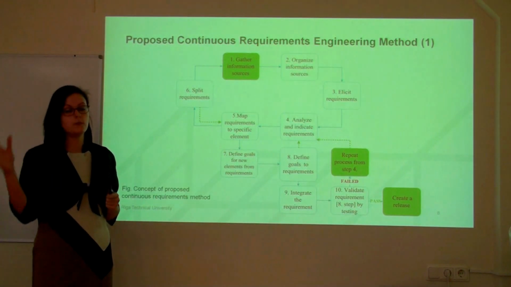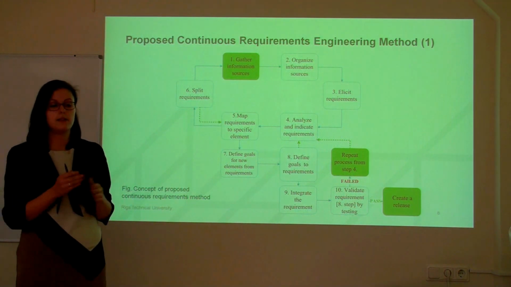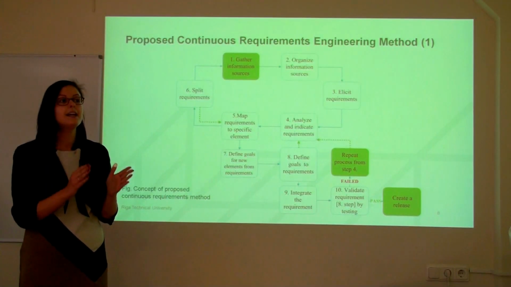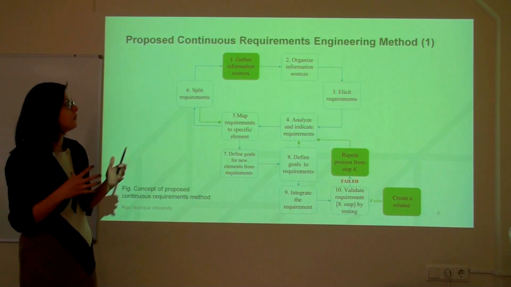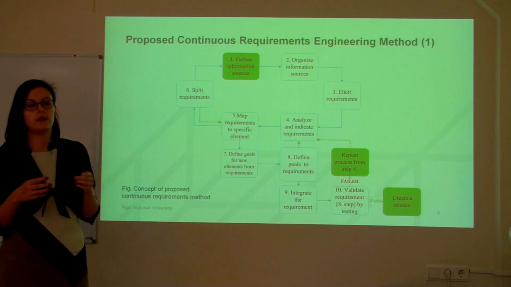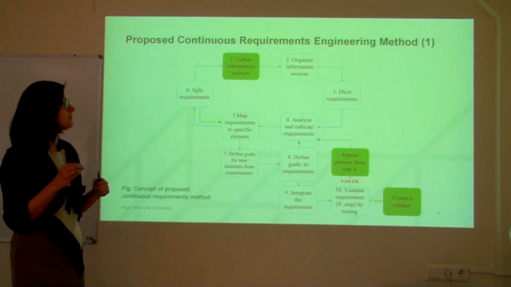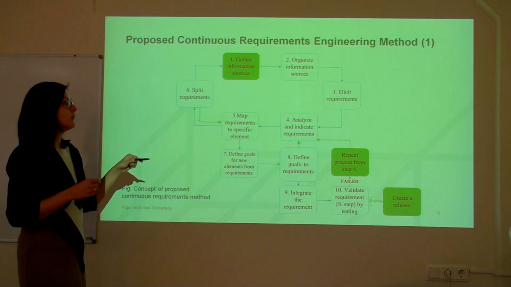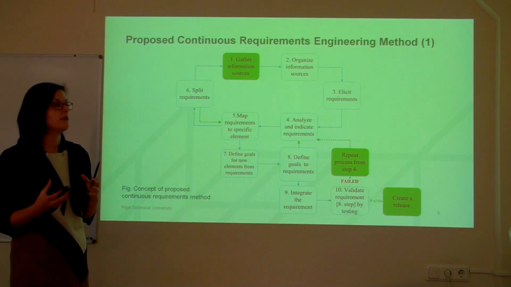So we gather all information sources, then we proceed to step 2, organize information sources, because they can be linked in a specific way, in a technical way, in a design way, or in different ways of organizing them. Then elicit requirements. We take these sources and take the requirements out of them as such, so we know that these requirements can be implemented one by one. Then we analyze and indicate requirements. We go deeper and see what the requirement scope is and the need for it.